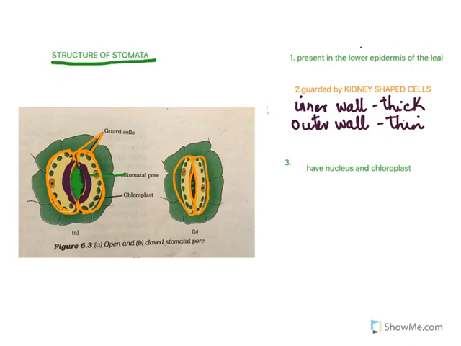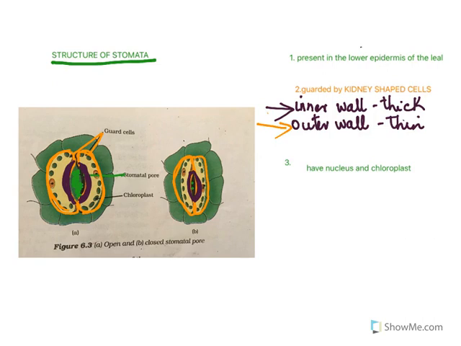The walls we have seen. The inner wall of the stomata is very thick. That's it, the inner wall is thick, while the outer wall is thinner. This outer wall is much thinner.